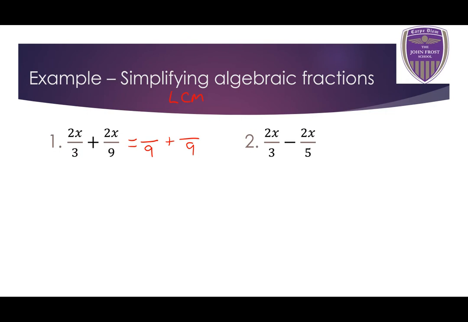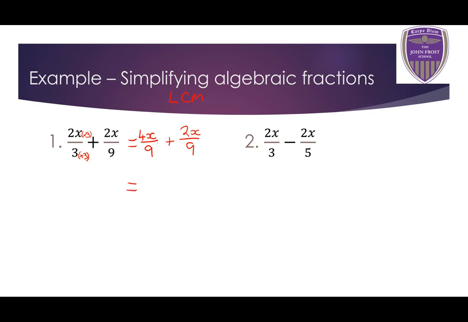What do I have to do to 3 to get 9? Well, I have to multiply it by 3. Remember, whatever you do to the bottom fraction, you have to do to the top. So I need to do 2x times 3, which will be 6x. And because 2x over 9 is already over 9, I can just write that as 2x.